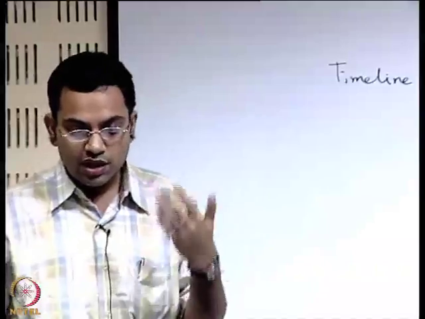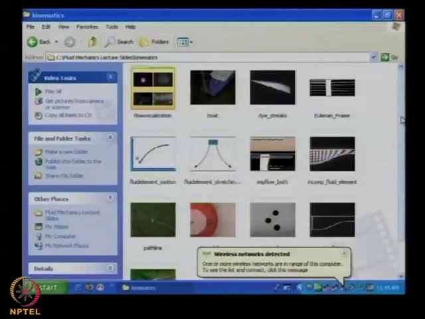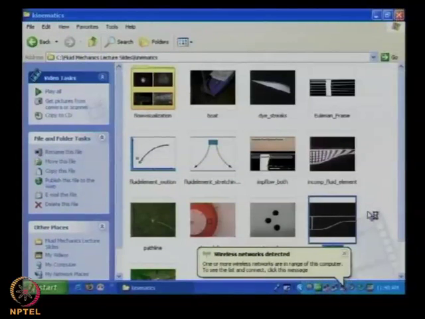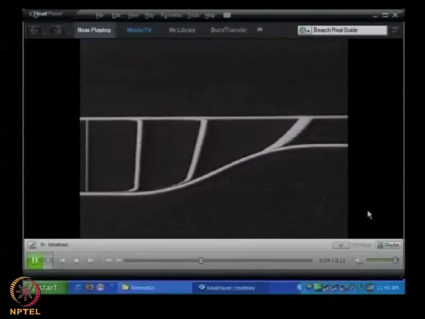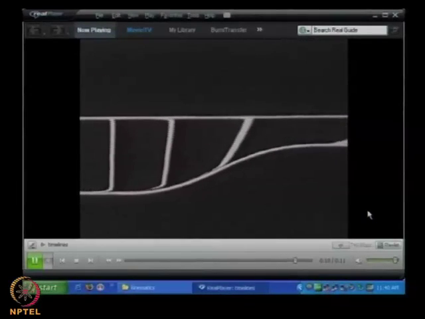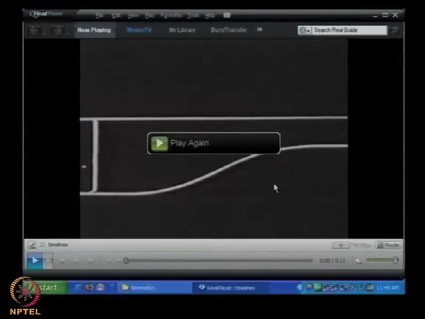So, it is nothing but a snapshot of nearby fluid particles at a given instant of time, and that is called a timeline. Let us look at a small movie to see what we mean by a timeline. If you see now, this gives a snapshot at different instants of time of nearby fluid particles, and in a way it gives a sense of the velocity profiles at different instants of time.